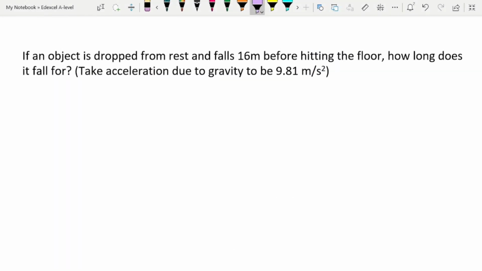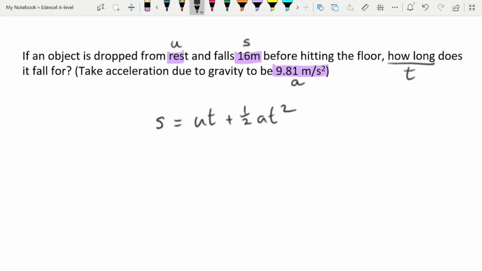This is our second last question. Dropped from rest, and falls 16 meters before hitting the floor. How long does it fall for? Take acceleration to be that. So, our u is 0. That's our s. There's our a, and how long means we're looking for t. U, S, A, and T. Clicking through your equations, and we land on number 3. Pause the video, work your way through it, come back.